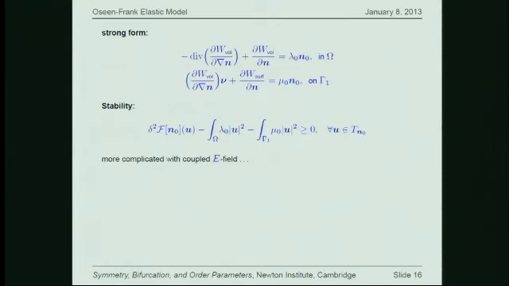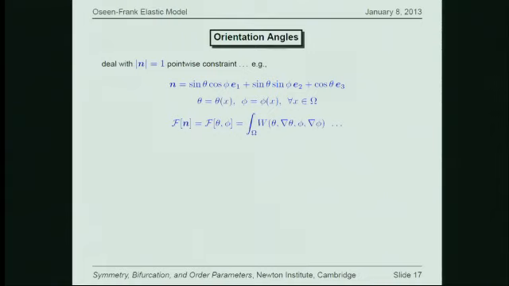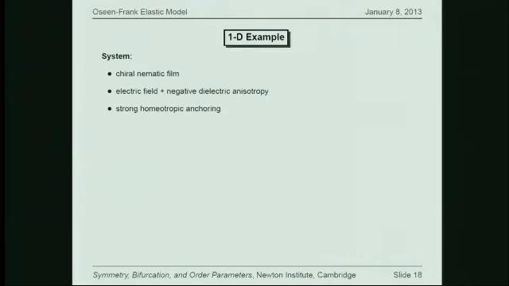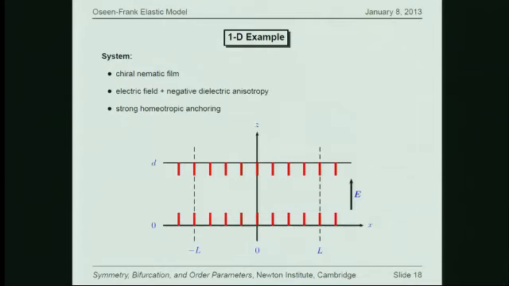Characterizing stability of an equilibrium solution is a little complicated. You need the Lagrange multipliers from the equilibrium equations. And frequently, when people work with this model, they try to avoid having to deal with the director components and the Lagrange multipliers. Frequently, the systems and solutions are simple enough that you can represent the director in terms of orientation angles. In this case, the pointwise unit vector constraint is taken care of automatically, and so you don't have to worry about that aspect. I don't have time for my example.